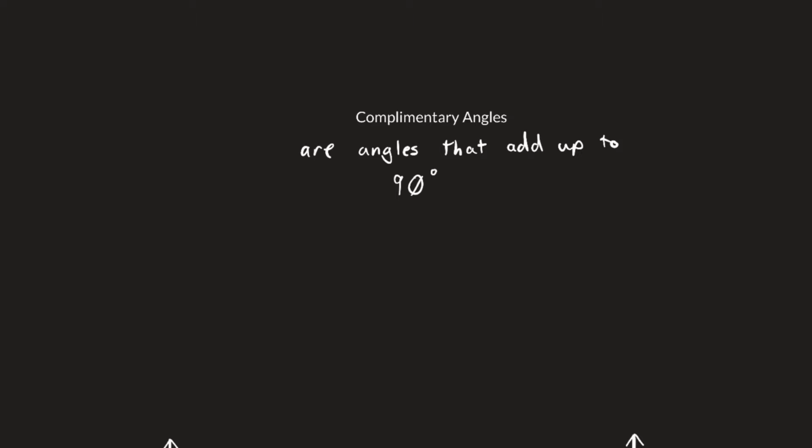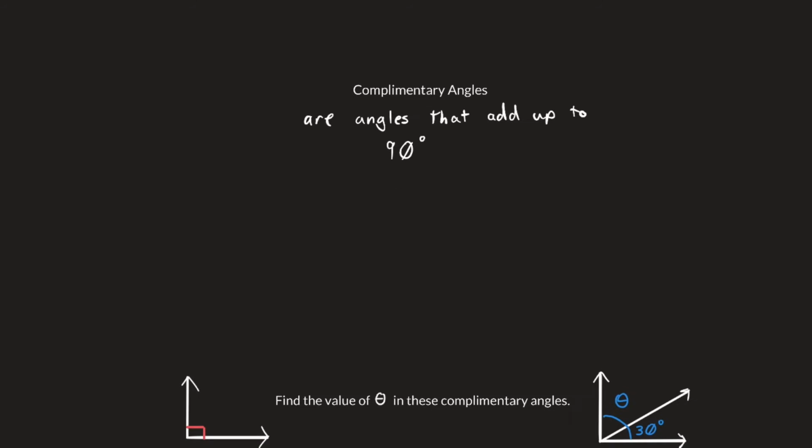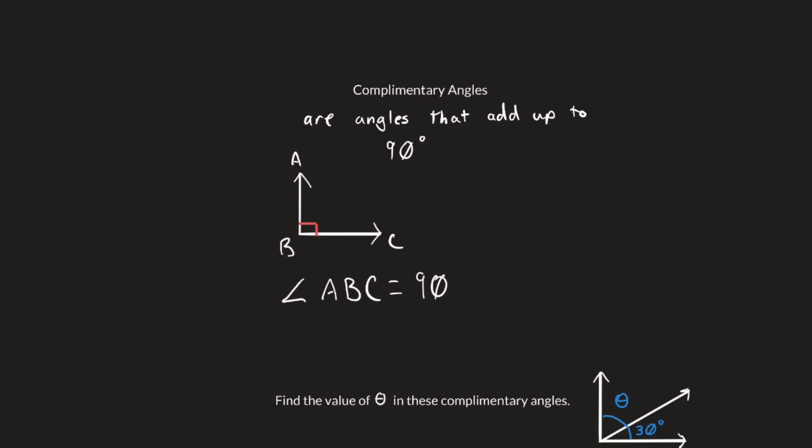So as you can see right here, we've got an example of a right angle. We've got point A, point B, and point C. So we can say definitely that angle ABC equals 90 degrees. And we know that because of this little square indicator here. That symbol means that angle is 90 degrees.